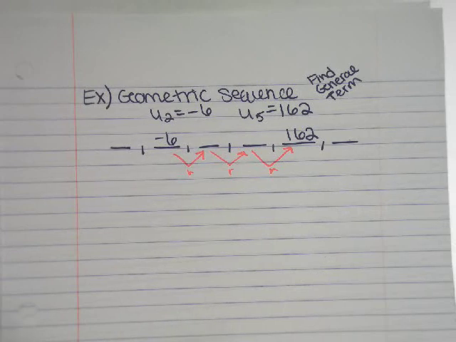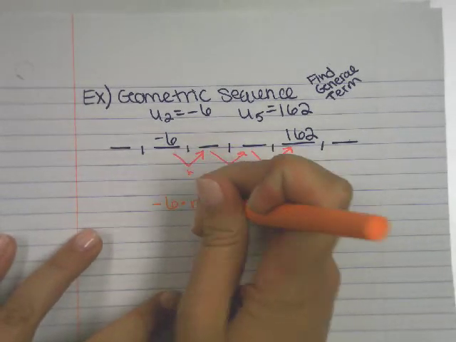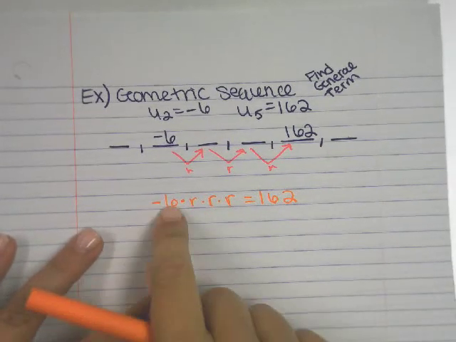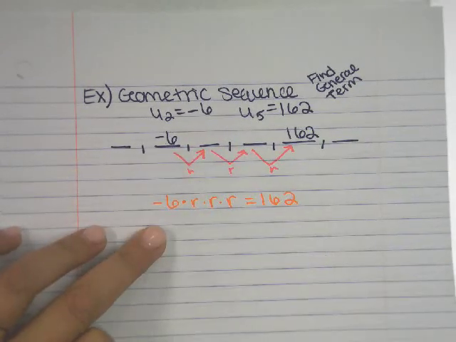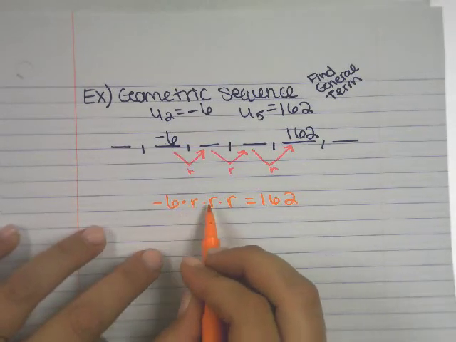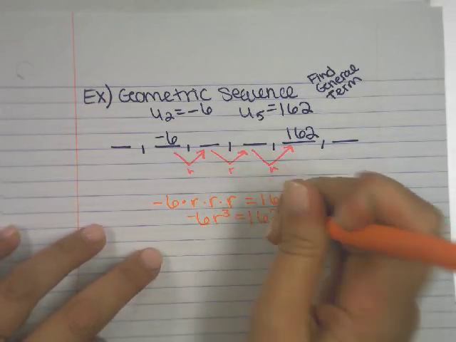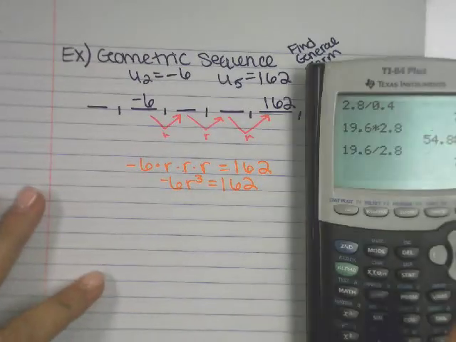So to write an equation that represents this, we would say negative 6 times r times r times r is equal to 162. What can I multiply negative 6 by 3 times to give me 162? r times r times r is r cubed. And that's the icky equation. We have an exponent of 3. You might remember how to deal with that from Algebra 1. You might not. So let's use our calculator to help us solve.